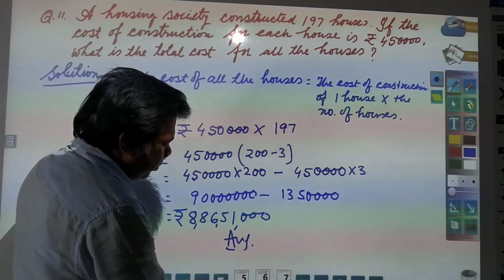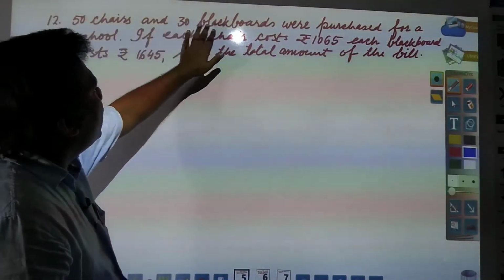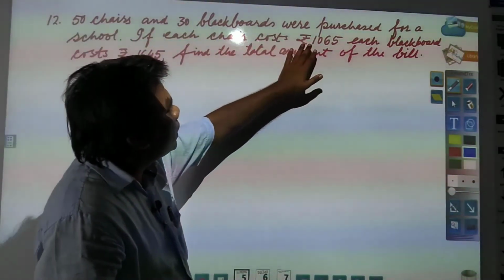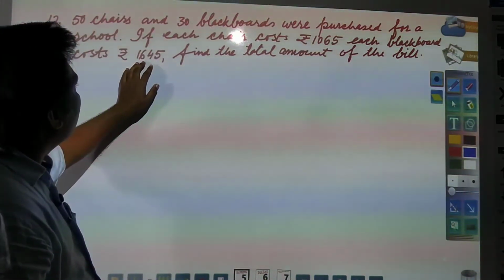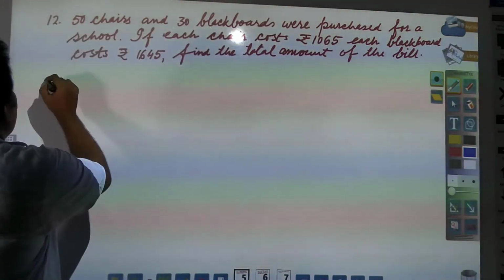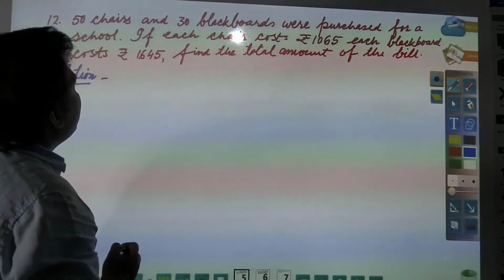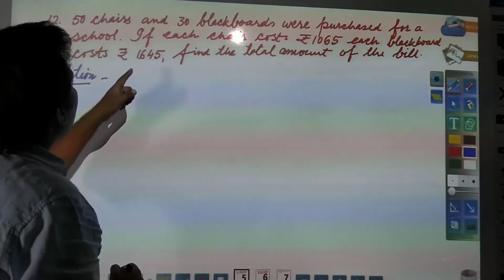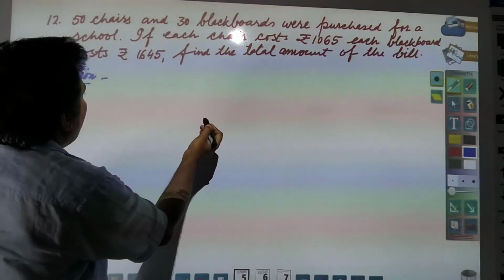Okay, next we will see: 50 chairs and 30 blackboards were purchased for a school. If each chair costs 1065 rupees and each blackboard costs 1645 rupees, find the total cost of the bill. So just you see how we will solve. 50 chairs and 30 blackboards were purchased for a school. So we will write here, total bill we need to find out.